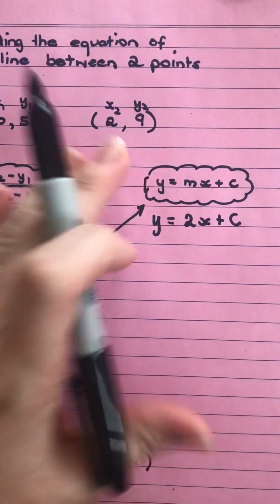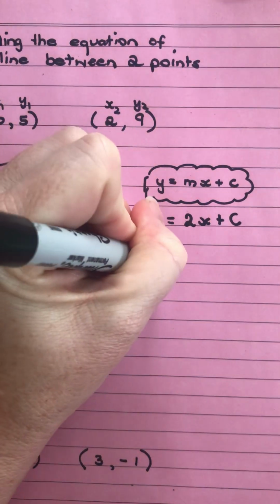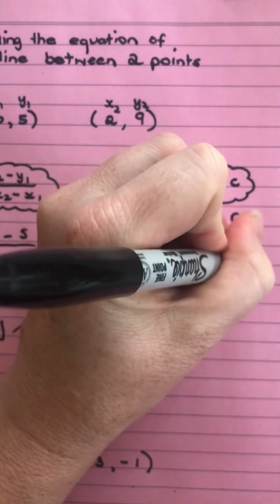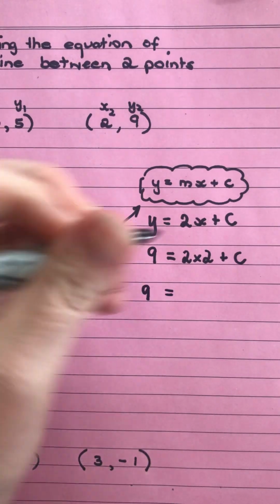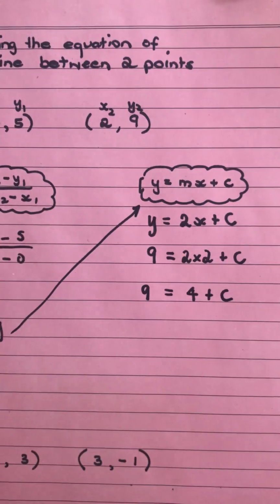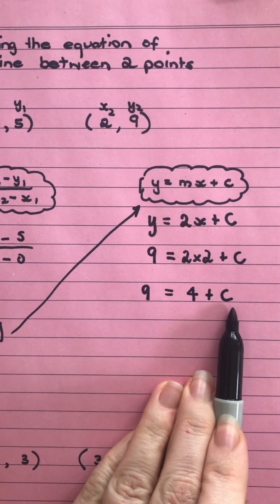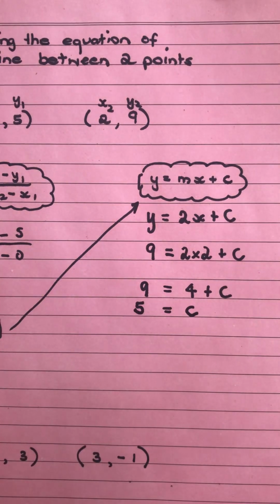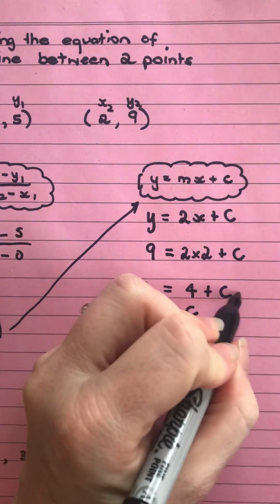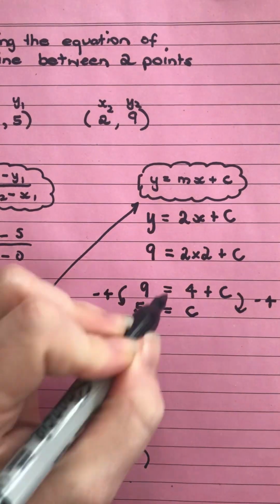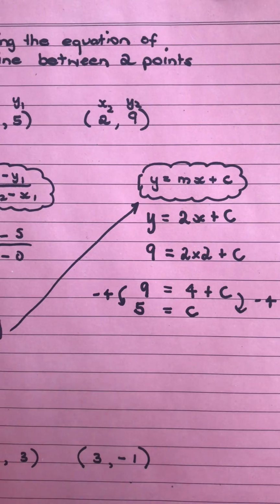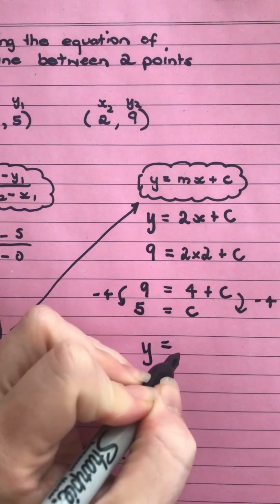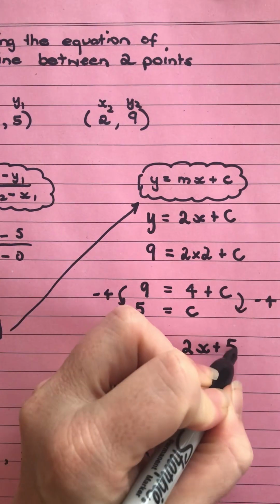So I'm going to look at the 2, 9. So where I see the y, I'm going to write 9. And where I see the x, I'm going to write 2. So I've got 2 times 2 plus c. That gives me 9 is equal to 4 plus c. So I'm then thinking, what must I be adding to 4 to give me 9? And I can see that that will be c is equal to 5. If I wasn't sure how to work that out, I could take that 4 from both sides, and that would be how I get my c equals 5. Once I've got that, I know my m is 2, and I know my c is 5, so I rewrite my equation of y equals 2x plus 5.